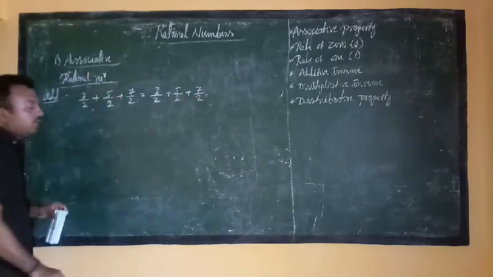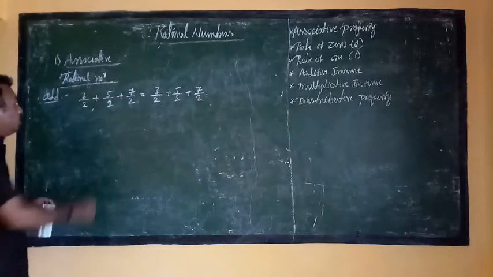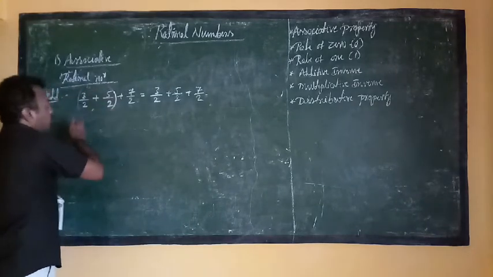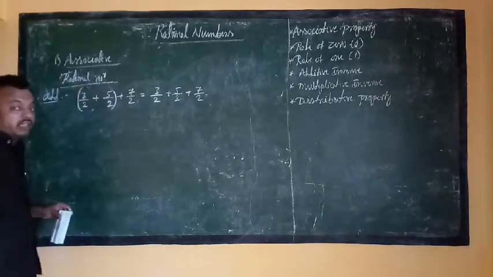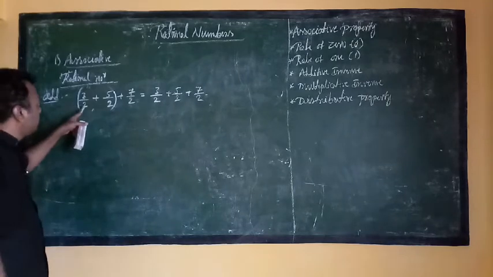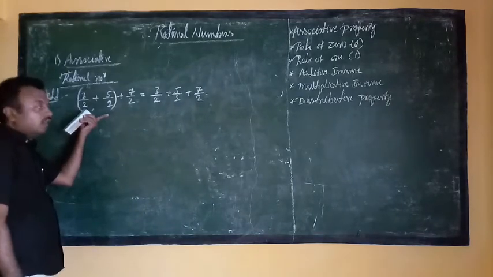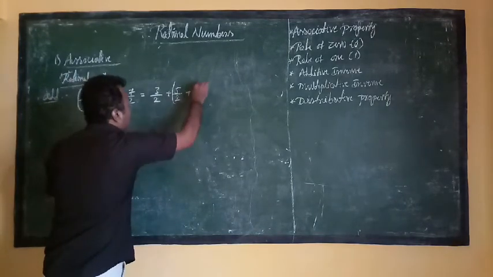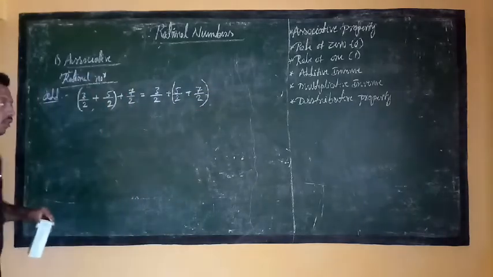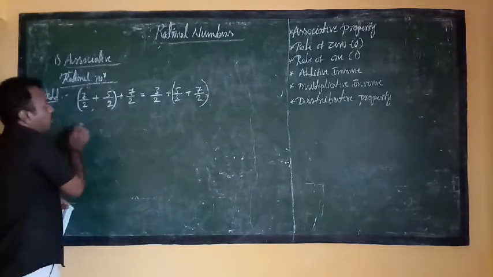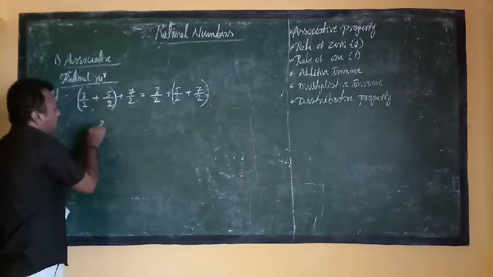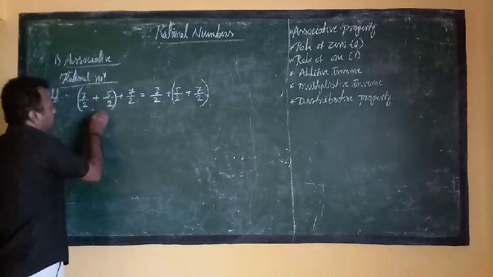I will take three rational numbers and make the groups to verify the associative property over addition. First two numbers I will group in the LHS, and in the RHS, the last two numbers I will group. Next, the first group you have to solve. The denominators are the same, so add the numerators. 5 plus 3 is equal to 8.